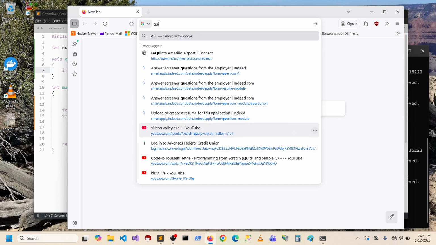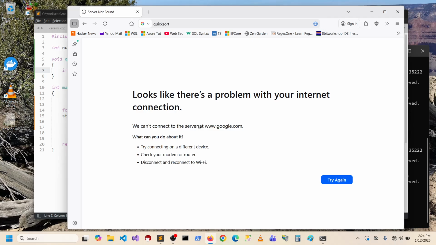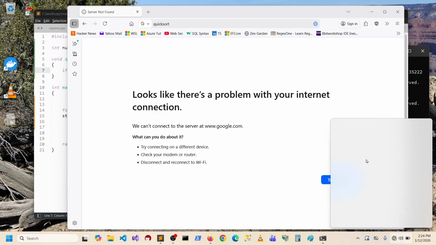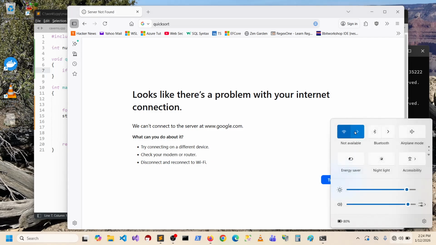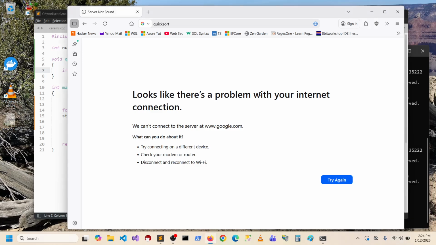Uh-oh, my dog has seen the fly. Oh, I never connected. Wait a minute. I'm going to start my hotspot. We are on.